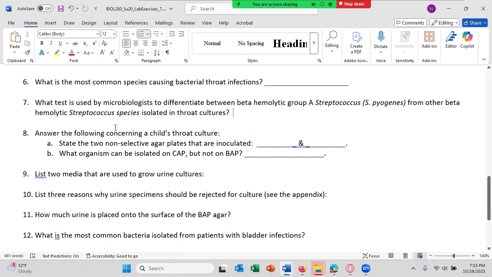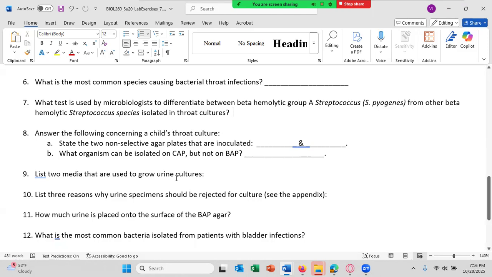8, answer the following concerning a child's throat culture. 8A, state 2 non-selective agar plates that are inoculated. And 8B, what organism can be isolated on CAP but not on BAP? CAP standing for chocolate agar, BAP for blood agar. And then the P is for plate.